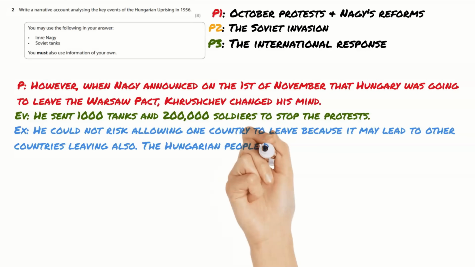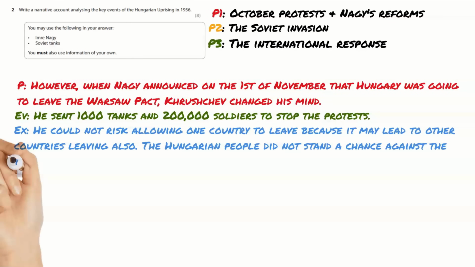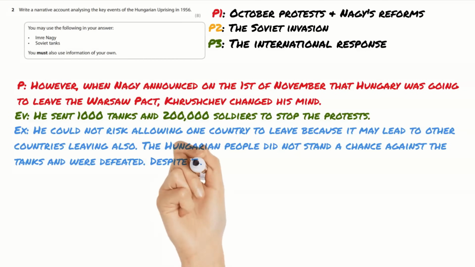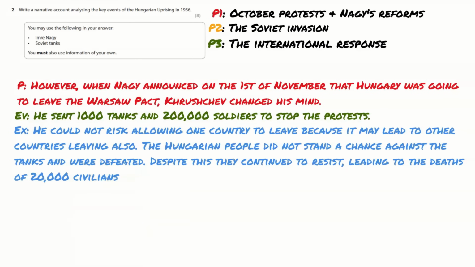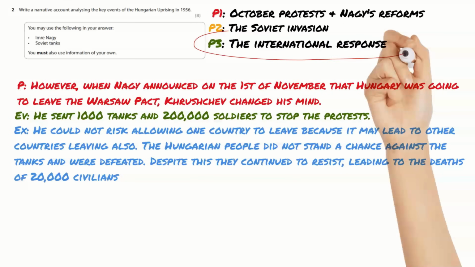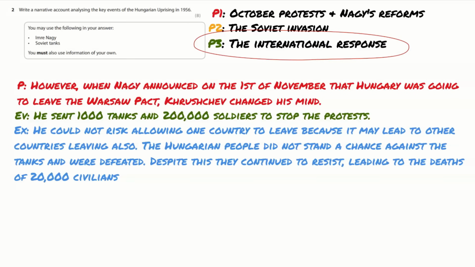The Hungarian people did not stand a chance against the tanks and were defeated. Despite this, they continued to resist, leading to the deaths of 20,000 civilians. So I've quite nicely explained the invasion and its impact in just 4 sentences. Now I need to link once more. My last paragraph is going to be about the international responses, so I'm going to write a sentence that links the invasion directly with the US response.